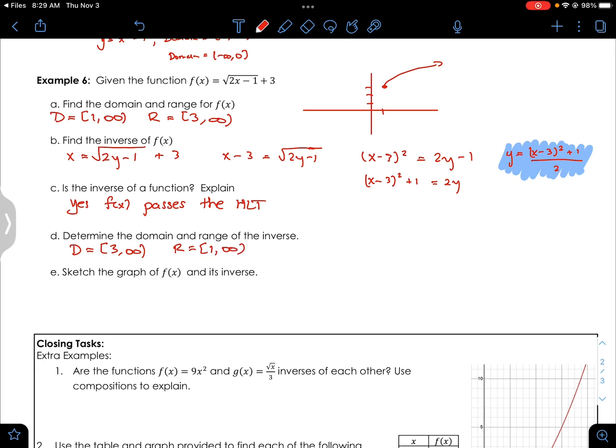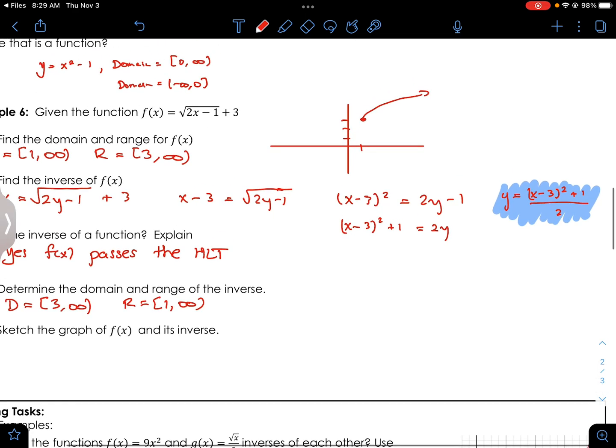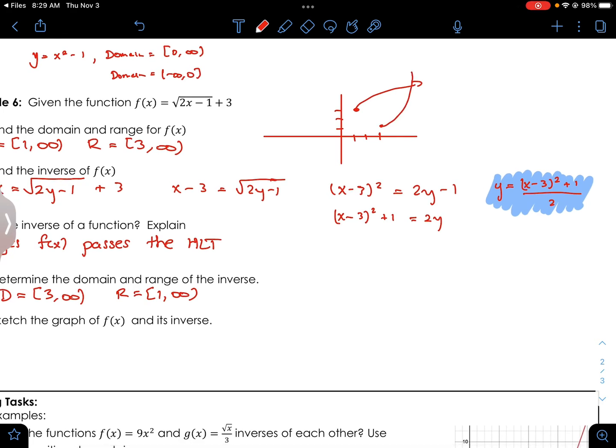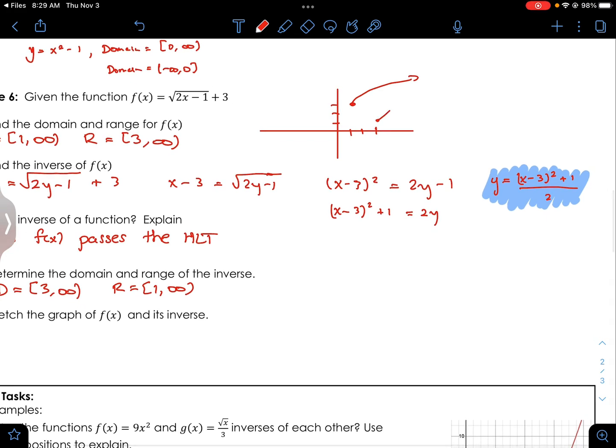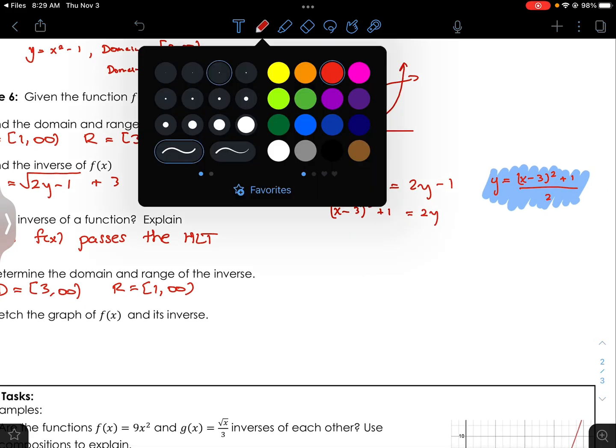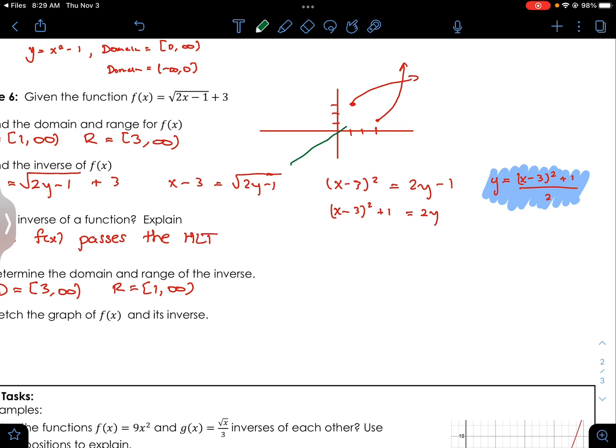And it says sketch the graph of f of x and its inverse. So we know that we're only going to have half of a parabola, and it's going to have its vertex at 3, 1, and then it's going to look something like that. So it's reflected over the line y equals x. So if we were to draw that in so you could see, it would kind of look like that.